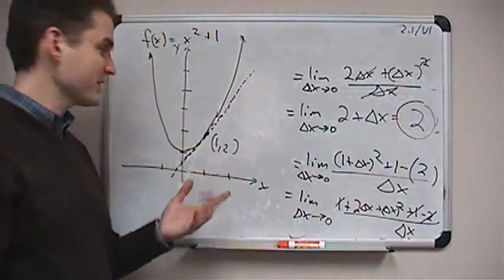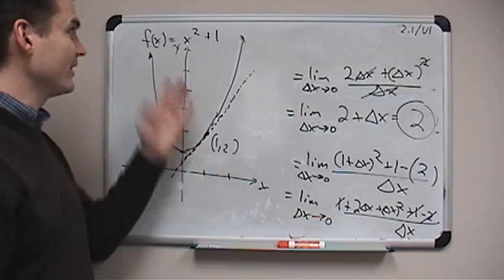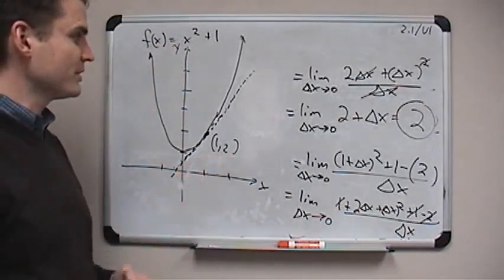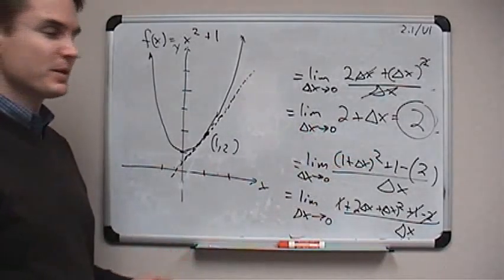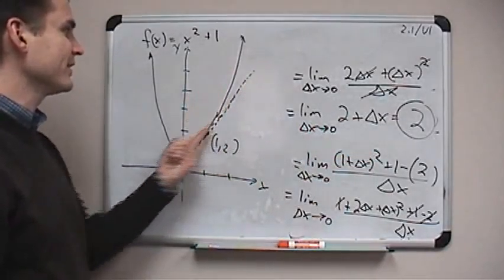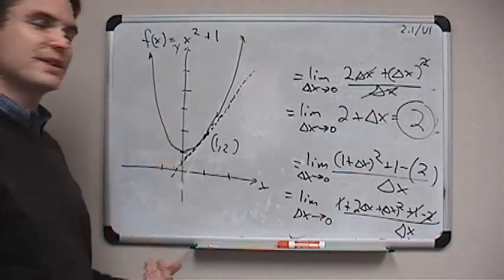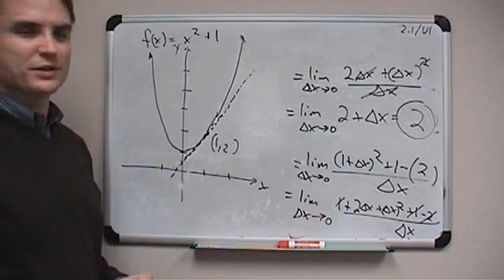So the slope of this tangent line, the tangent line on the graph of x squared plus 1, at this point, 1 comma 2, the slope of that tangent line is 2. So we say that the graph itself has a slope of 2 at this point. Okay. At a different point, the slope of the tangent line would be different, but the calculation would be very similar.